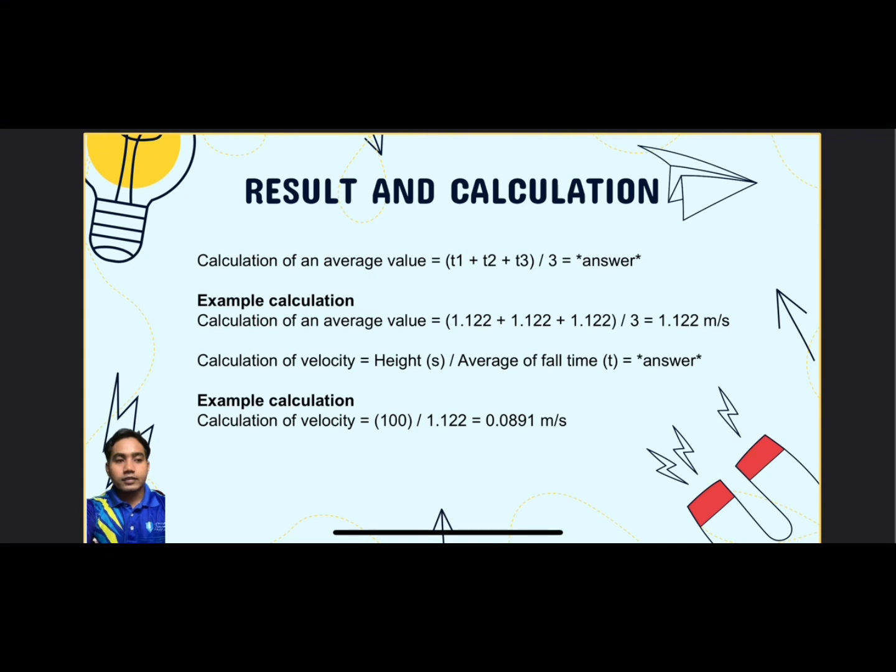And then for the sample calculation for the average, we take 1.122 plus 1.122 plus 1.122 and then divide by 3 to get the average value for the first height, which is 100 millimeter. And then to get the velocity, we take the first height 100 millimeter divided by 1.122, the average fall time, to get the 0.0891 meter per second.